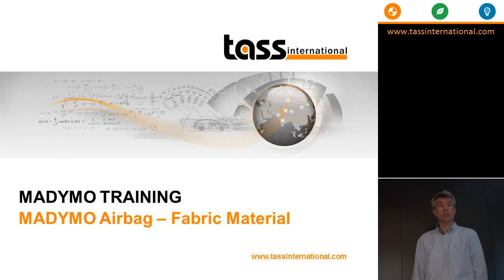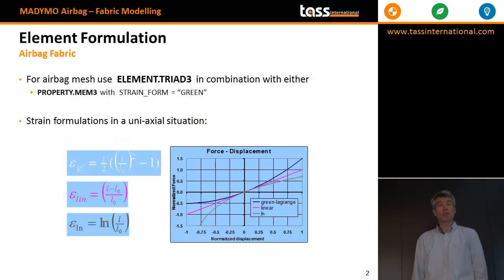In this presentation, we're going to talk about the fabric material of airbags. Typically, an element is made of a part, an element property, and a material. For airbags, it is recommended to use MEM3 elements. MEM is obvious: they are not shell, they have hardly any bending stiffness. There is some bending stiffness, but membrane is the dominant part of it.